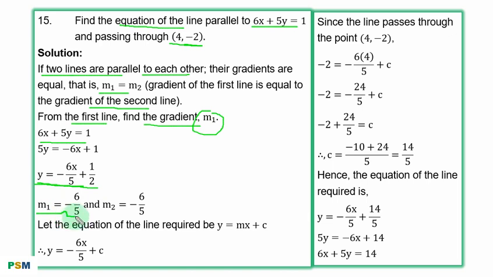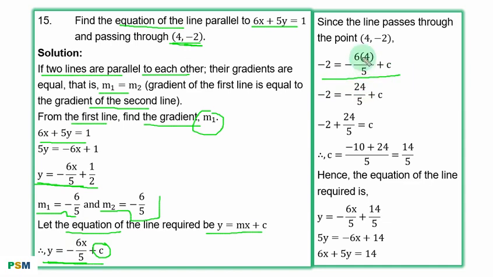And because both lines are parallel, the second line, its gradient is the same as the gradient of the first line. Let the equation of the line required be y equal to ms plus c. You replace m with minus 6 over 5. You have it in this form. You need to solve for c using s equal to 4, y equal to minus 2 in this equation, and you have it in this form.